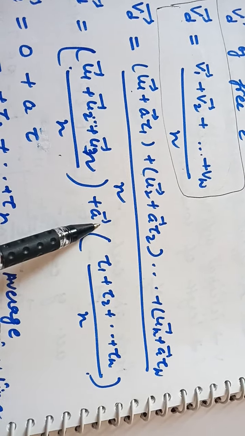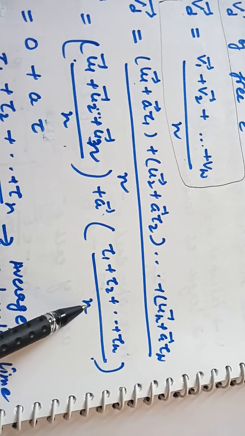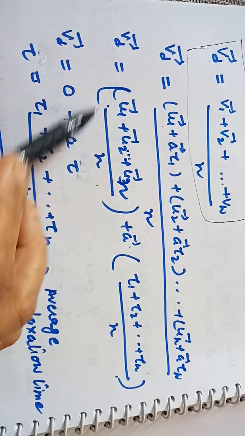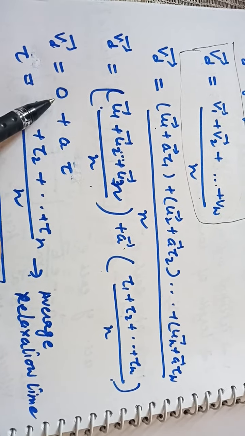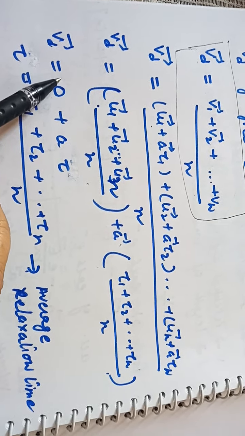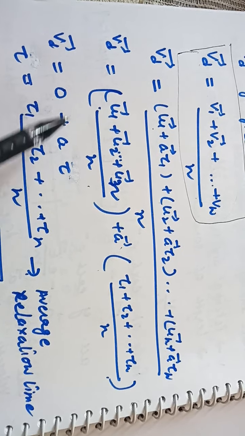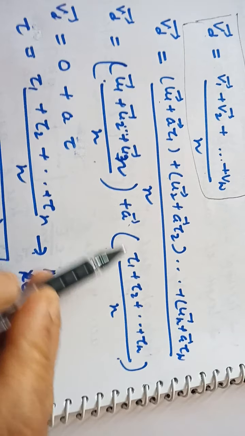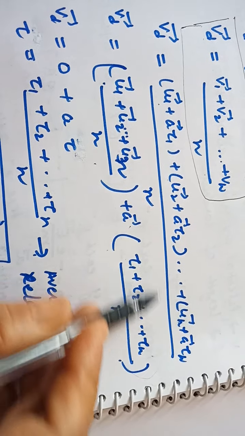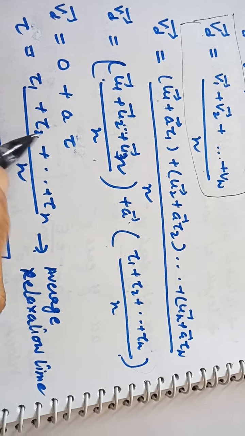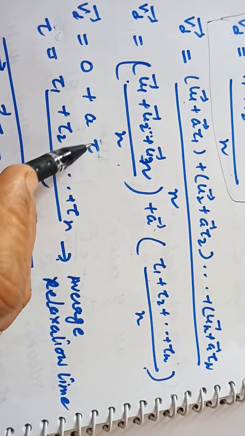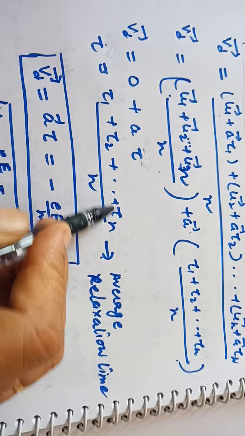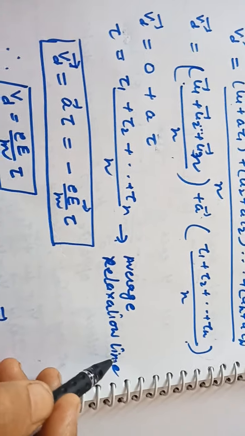Take a common, and you get tau 1 plus tau 2 plus tau 3 up to tau n divided by n. This is another expression. What is the first one? The average thermal velocity. You all know very well it will be 0, as we have seen that in the absence of electric field, and that will be the same in the presence of electric field also. And this is the average relaxation time of the electrons, which is represented by tau. Tau is equal to tau 1 plus tau 2 plus up to tau n divided by n, the average relaxation time.